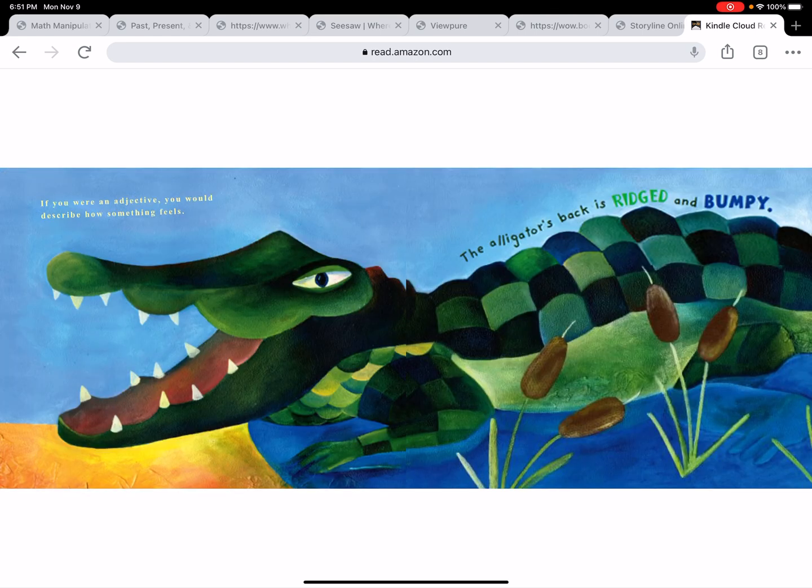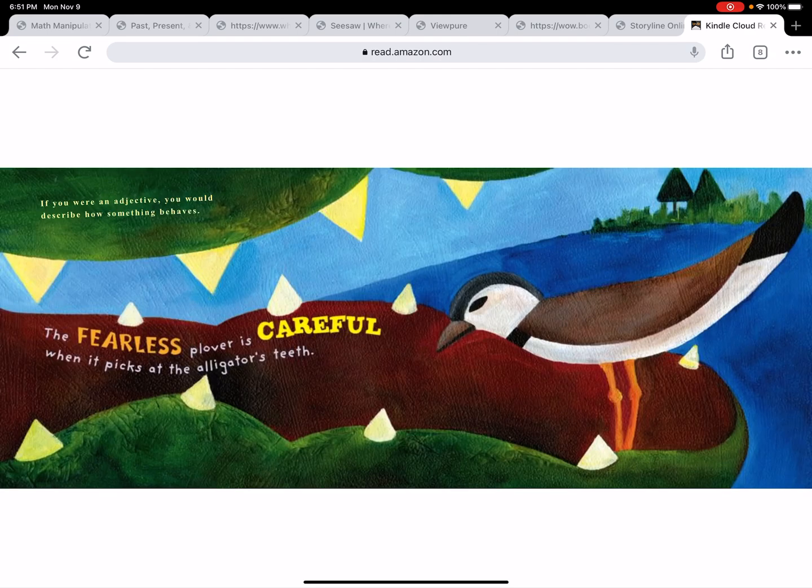If you were an adjective, you would describe how something feels. The alligator's back is rigid and bumpy. Rigid and bumpy are both adjectives that describe the alligator's back. If you were an adjective, you would describe how something behaves. The fearless plover is careful when it picks at the alligator's teeth.